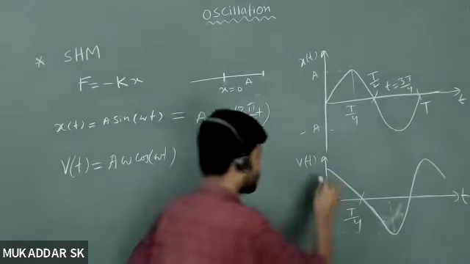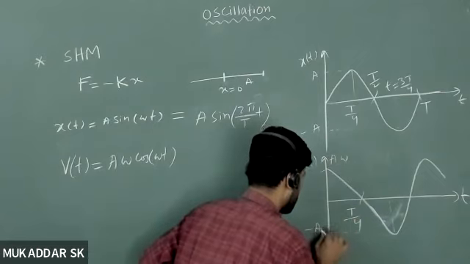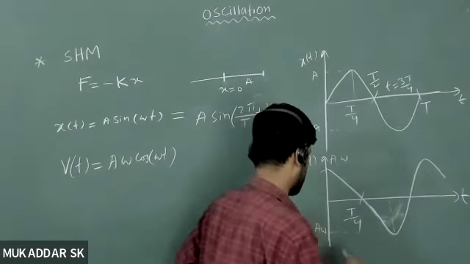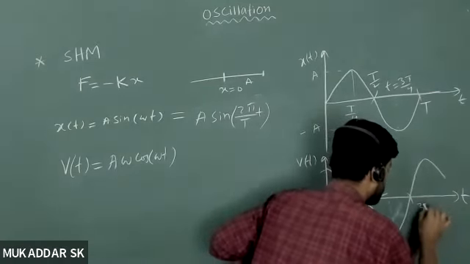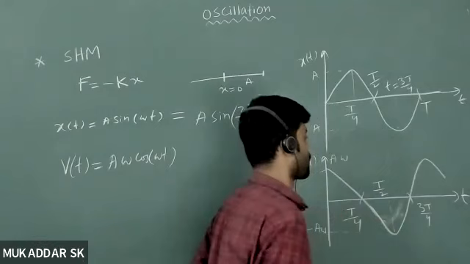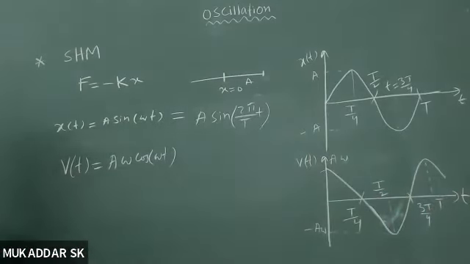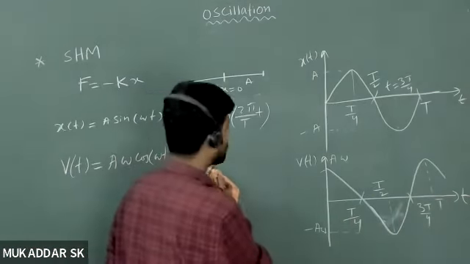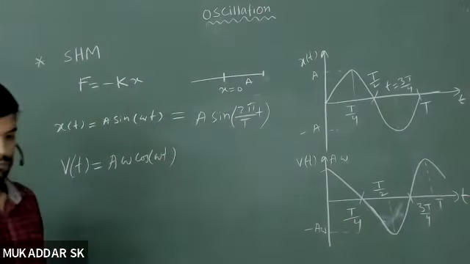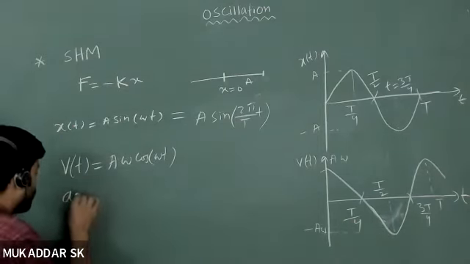So this point corresponds to A omega, and this point corresponds to minus A omega. And you can plot that limit. So T/4, this will be your T/2, and this will be 3T/4, and this will be again your T. Is this part clear? Is this part clear to all? Yes sir. Okay, now we'll see what about acceleration.